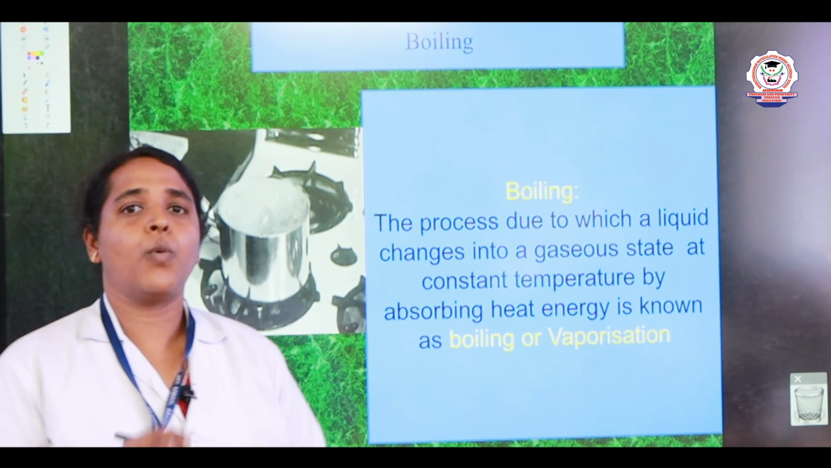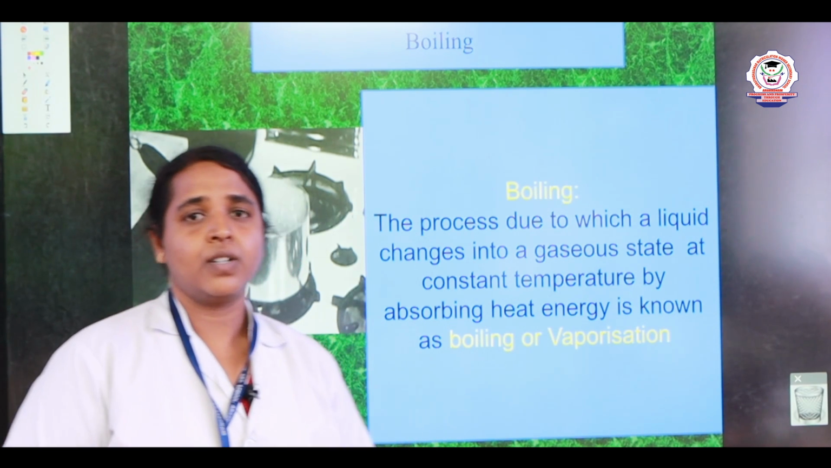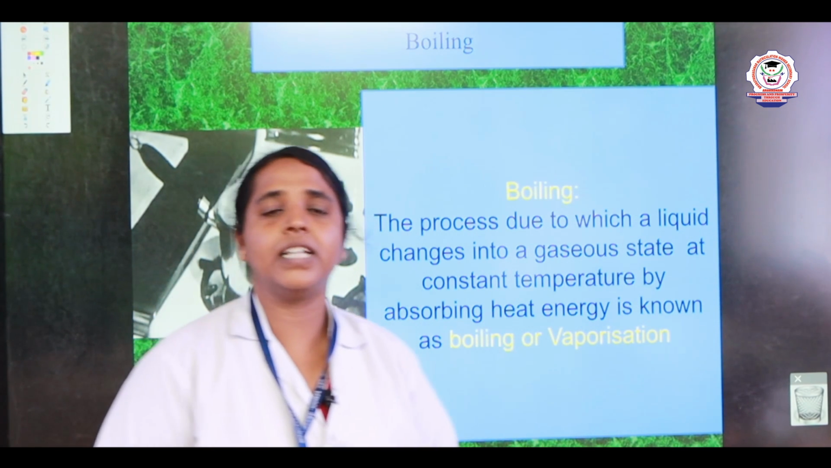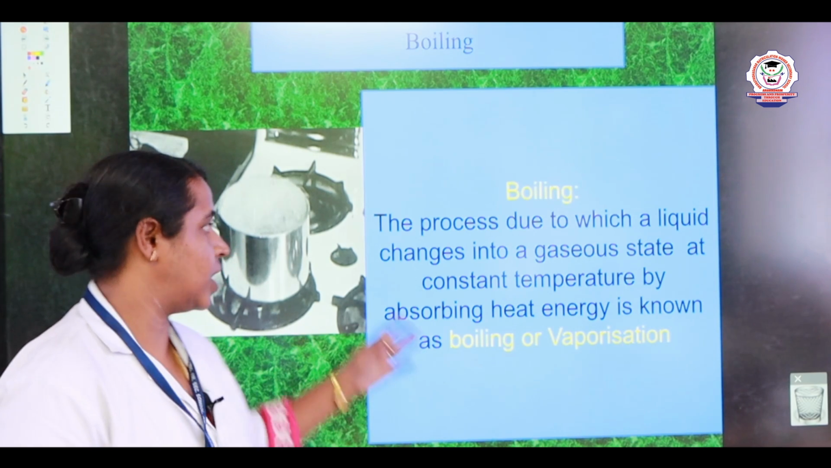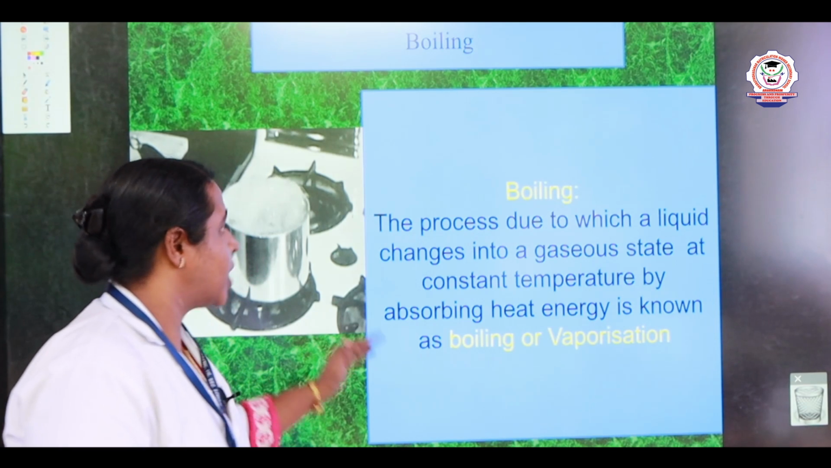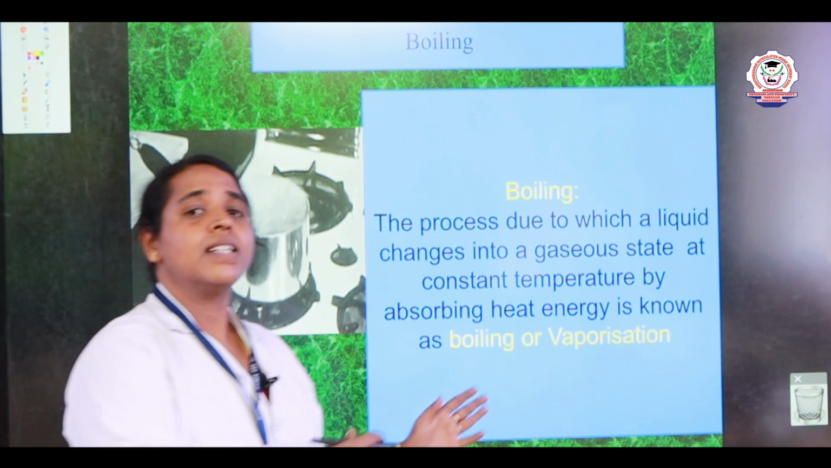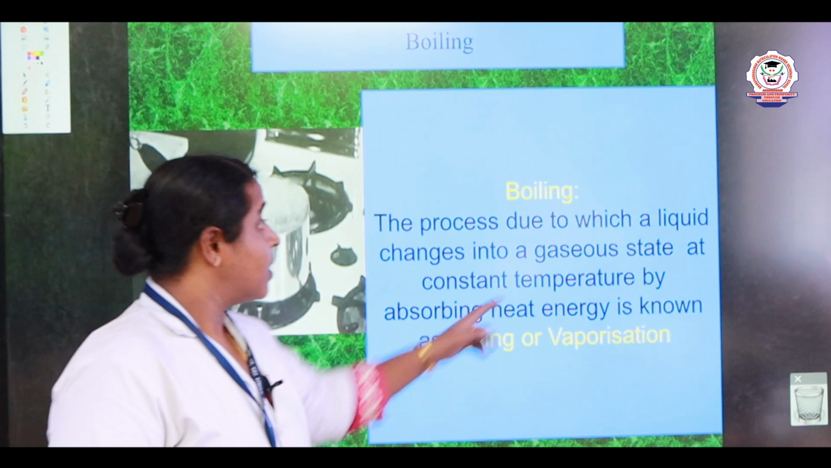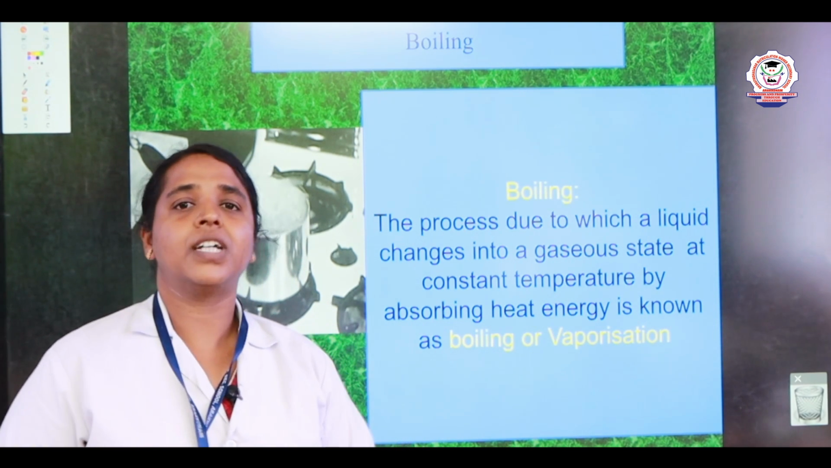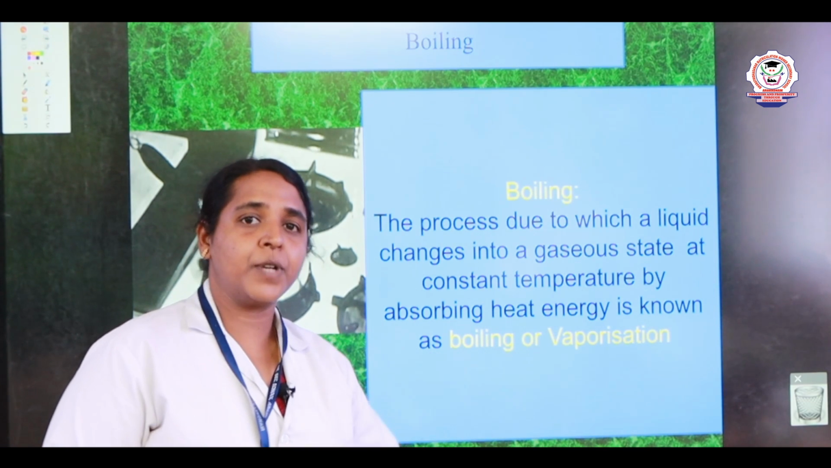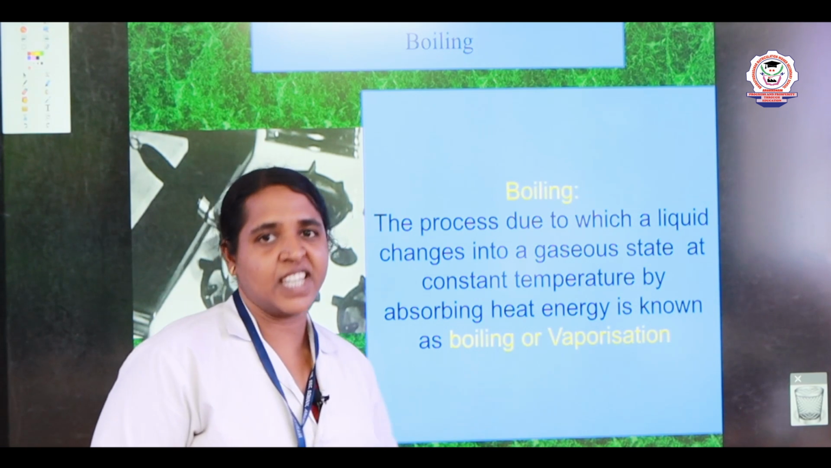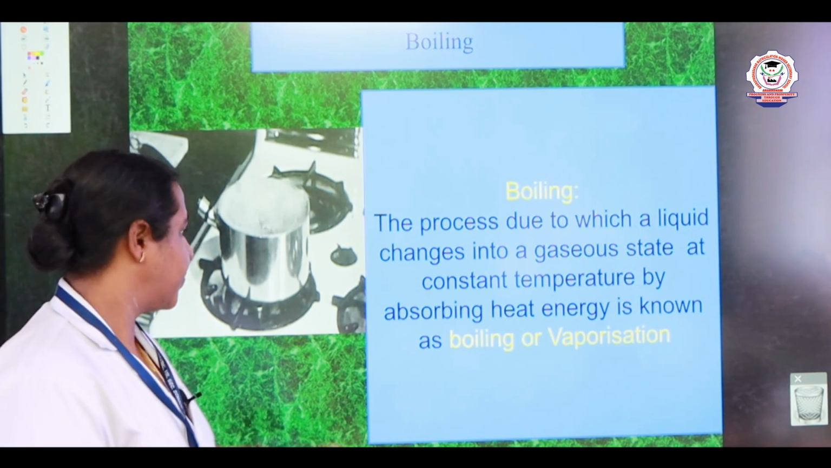For example, water's boiling point is 100. So when the water reaches a temperature of 100 degrees, it will be boiling. That is what boiling is: the process by which a liquid changes into a gas, a state change of liquid to gas at constant temperature. Every liquid has a different boiling temperature. Water's is 100 degrees Celsius. This is called boiling or vaporization. Is that clear, children?